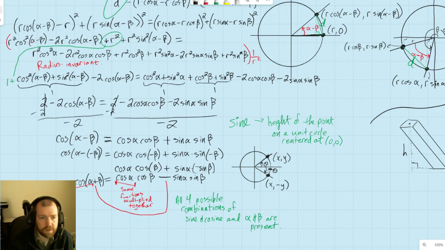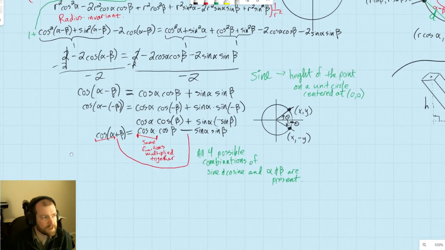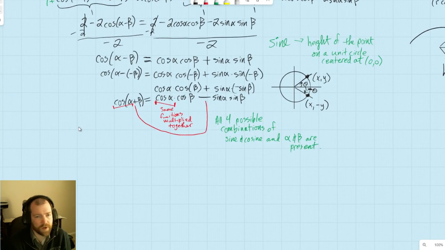So, let's see. Usually the way that I go with this is that I will also write this out as just the sum and difference formula, all one thing. Yeah, it doesn't like math terms. Text to speech, ugh.